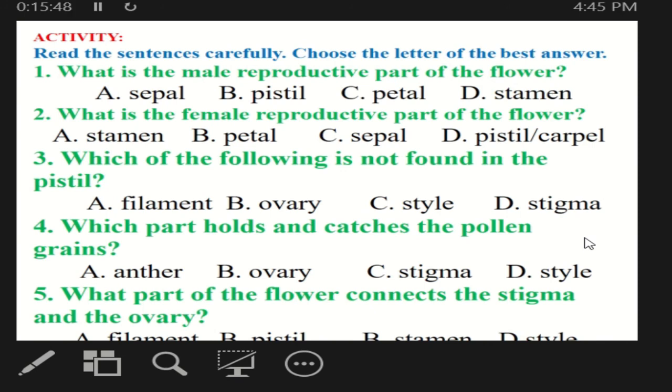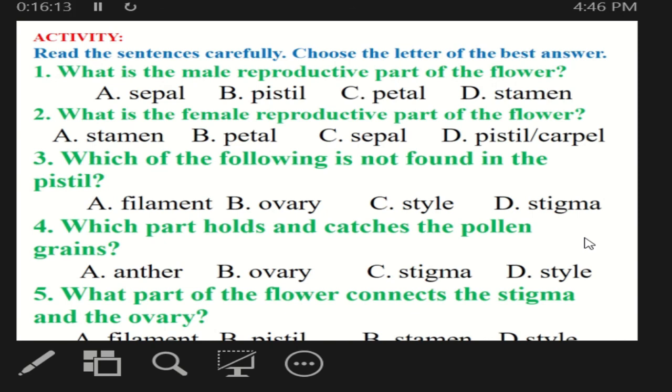Number 4. Which part holds and touches the pollen grains? A. Anther. B. Ovary. C. Stigma. D. Style. Number 5. What part of the flower connects the stigma and the ovary? A. Filament. B. Pistil. C. Stamen. Or D. Style.